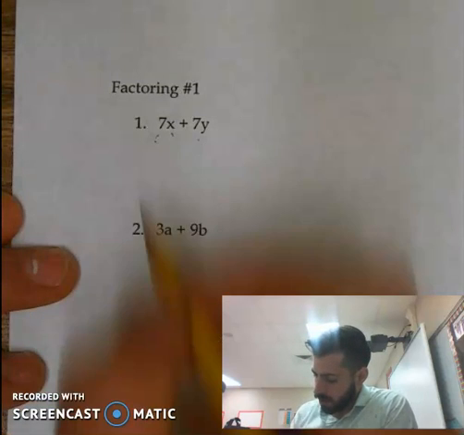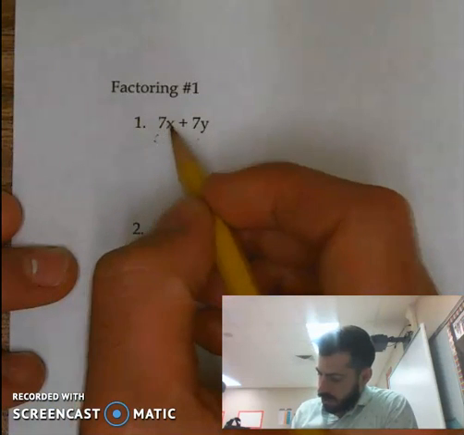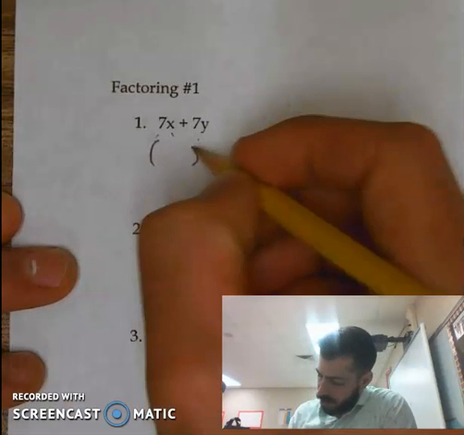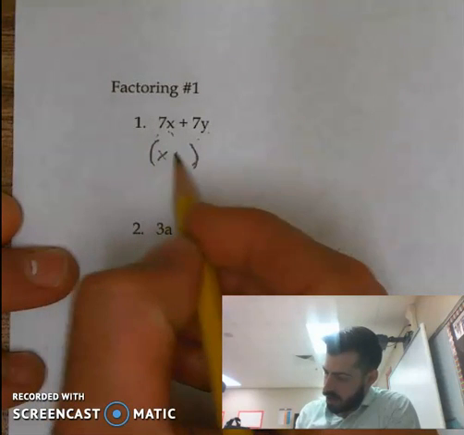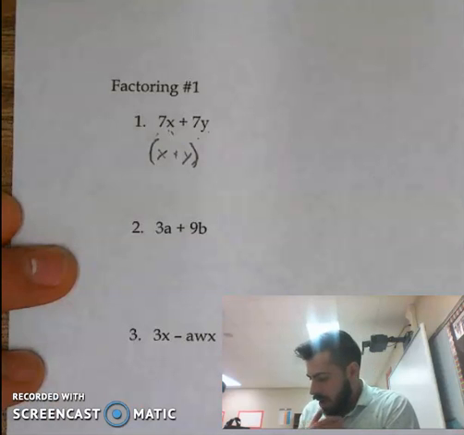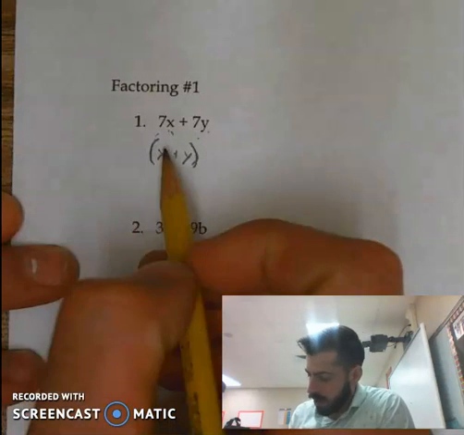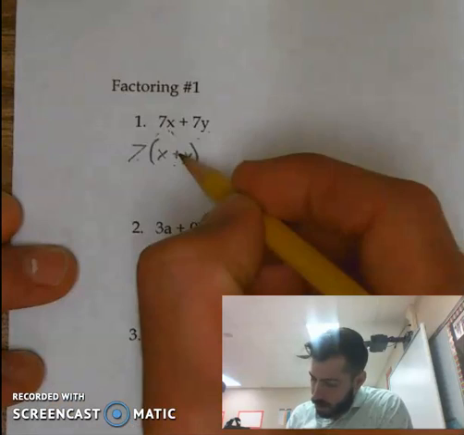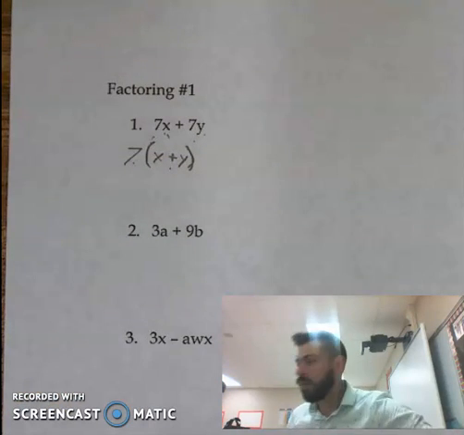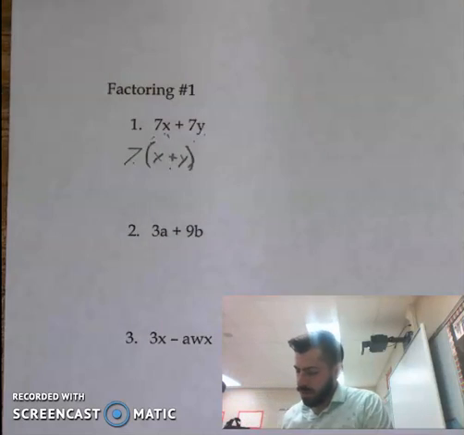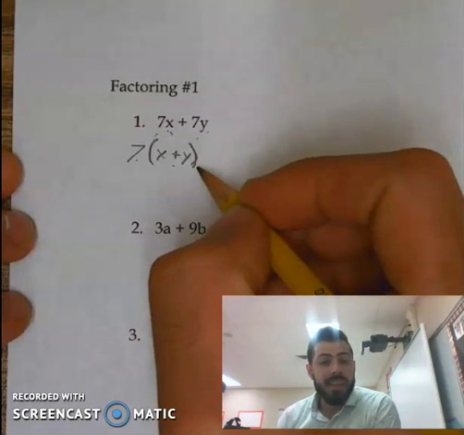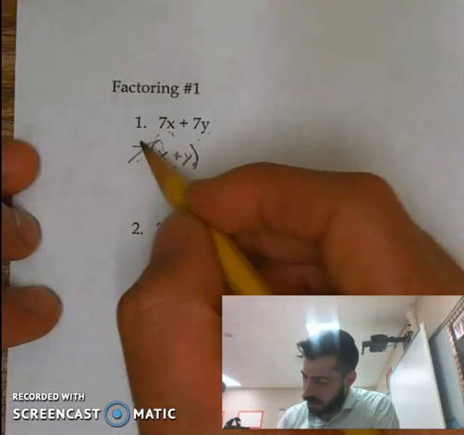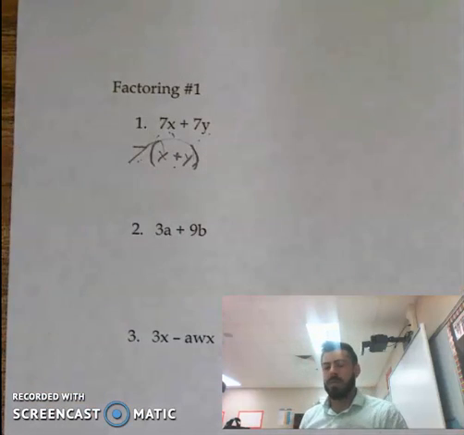So what we do then is we say, okay, if we were to divide this whole thing by 7, what would it look like? Well, there would be just an x plus a y left in the middle. Now, that 7 has to go somewhere, so we bring it outside the parentheses. So now we have 7 times x plus y. Now, the reason this works is because if you simplified this, 7 times x plus y, if you were to distribute 7x and then 7y, you would get what you started with, and that's sort of the whole point.